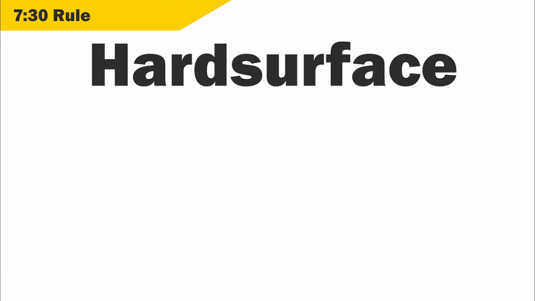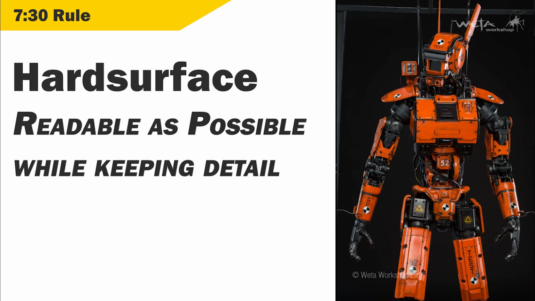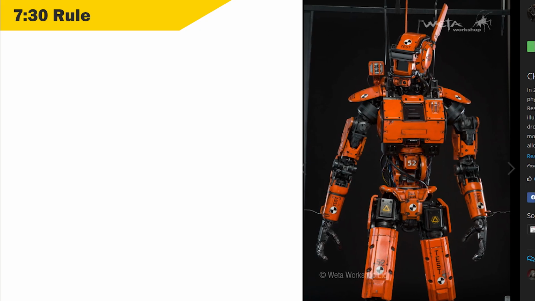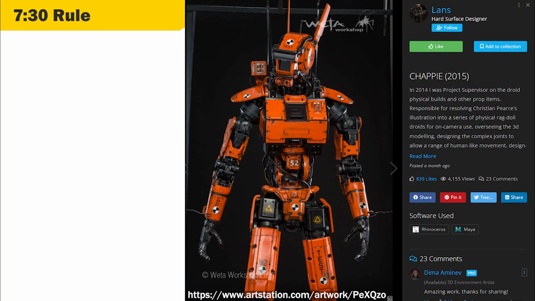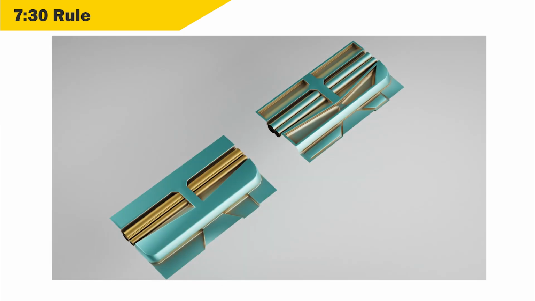This becomes very important in things like hard surface, where you want your model to be as readable as possible while still keeping some of those details. This isn't limited to mesh, it can be applied to color, materials, and composition itself. So let's have a look at something. Here are 2 similar hard surface panels I quickly made in Blender.